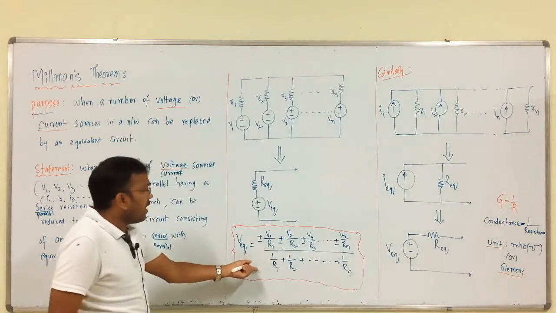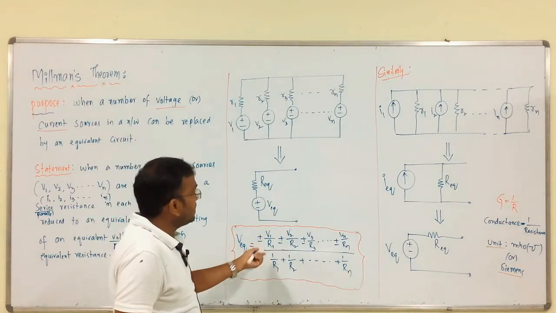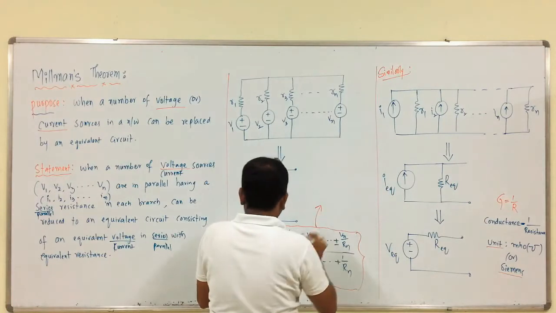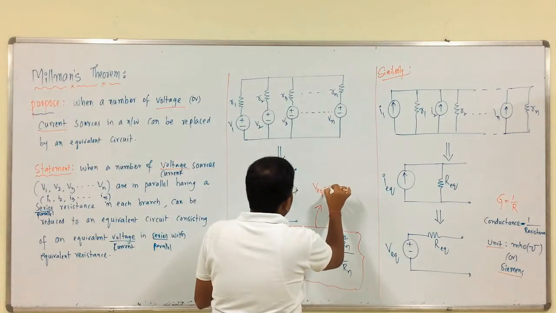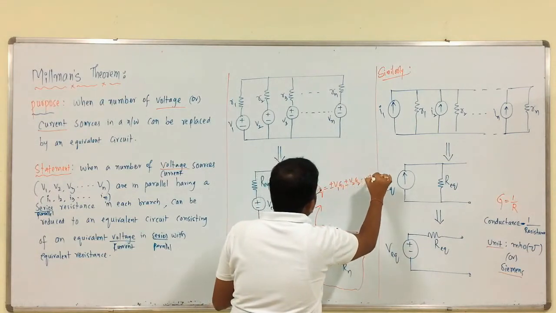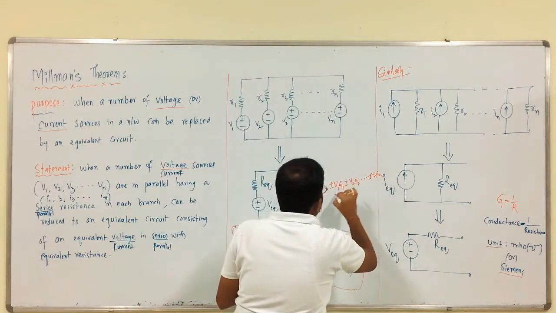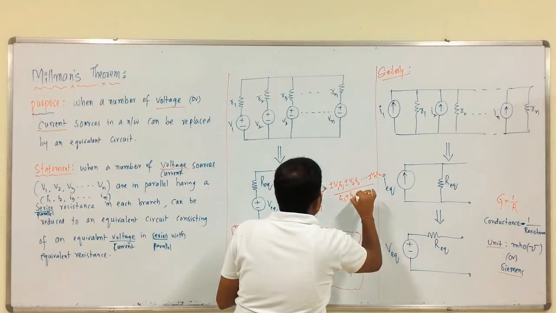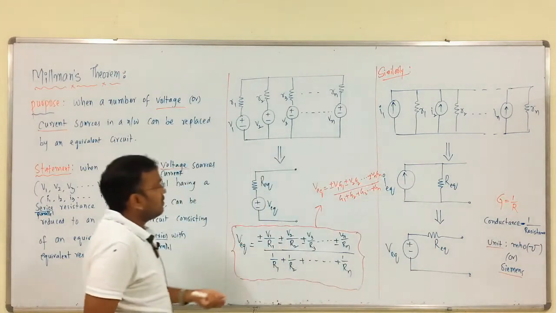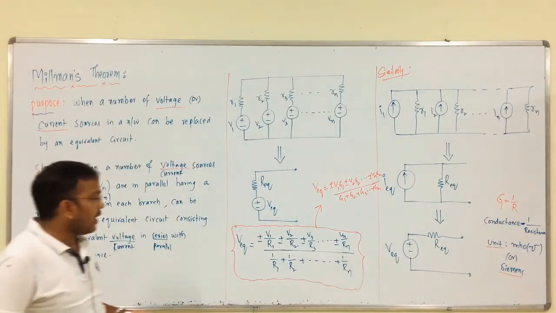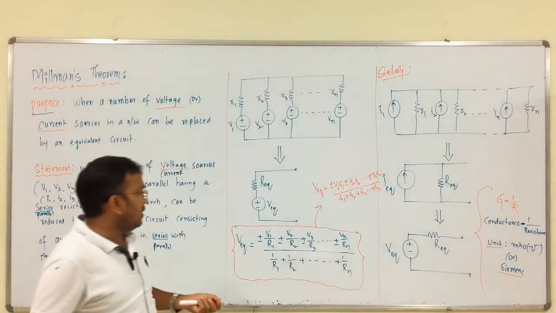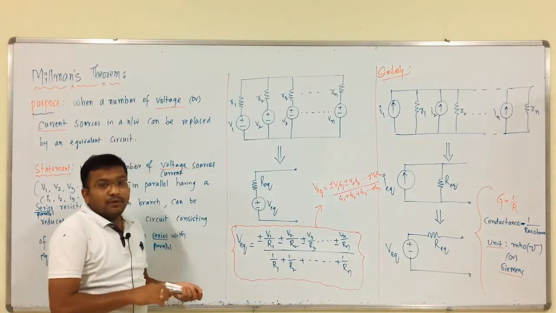In place of 1 by R you can substitute G. So, from this we can write V equivalent is equal to plus or minus V1 G1 plus or minus V2 G2 and so on, plus or minus Vn Gn, by G1 plus G2 plus G3 and so on up to Gn. Like this you can write, right? This is G. This is about Millman's theorem.